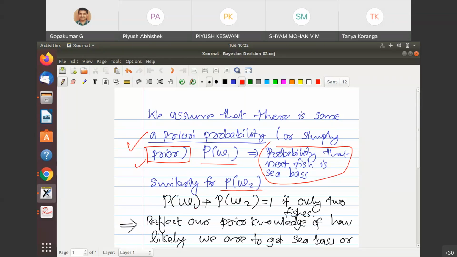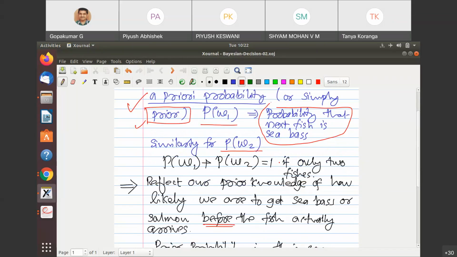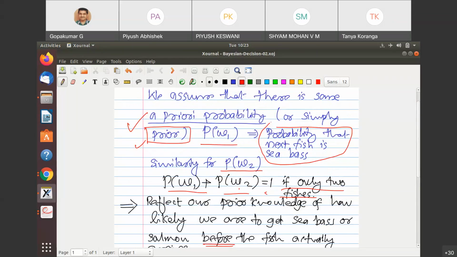So that is the concept of prior probability. As we have only two fishes, that means only two classes, we have P of W1 plus P of W2 is equal to 1, because the entirety is maintained. So that is the idea of prior probability.